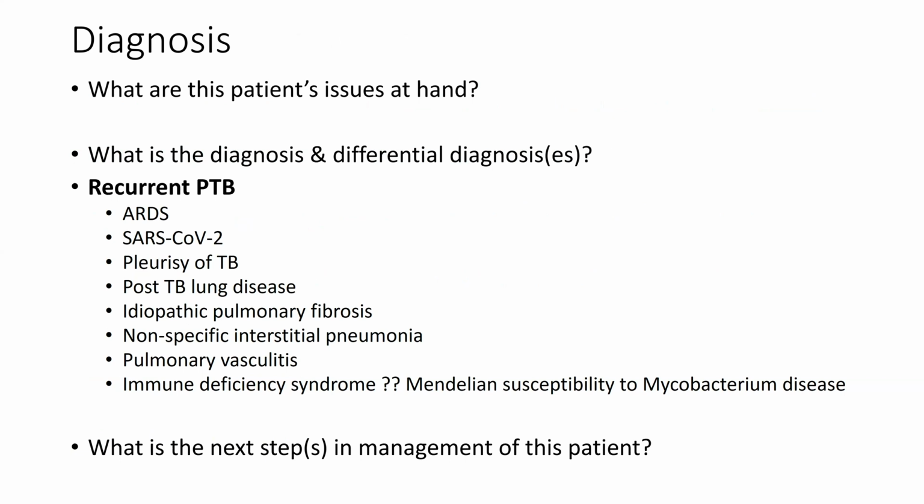We're also suspecting he could be having COVID, pleurisy of TB, post-TB lung disease. Other differentials are idiopathic pulmonary fibrosis, non-specific interstitial pneumonia, pulmonary vasculitis, immune deficiency syndrome that we were not able to ascertain, but we queried Mendelian susceptibility to mycobacterium disease.